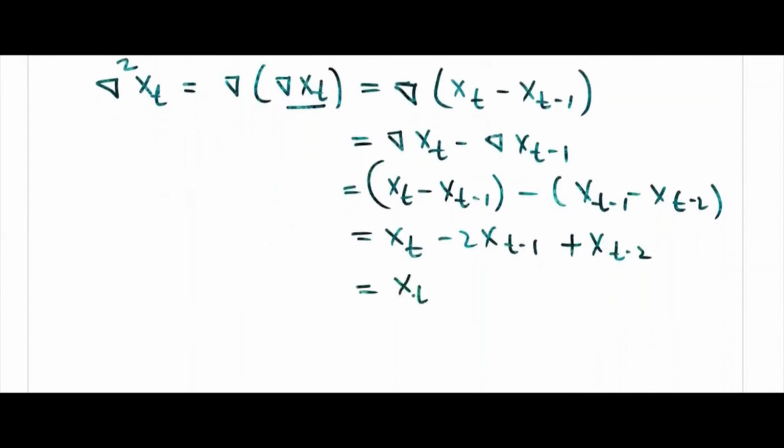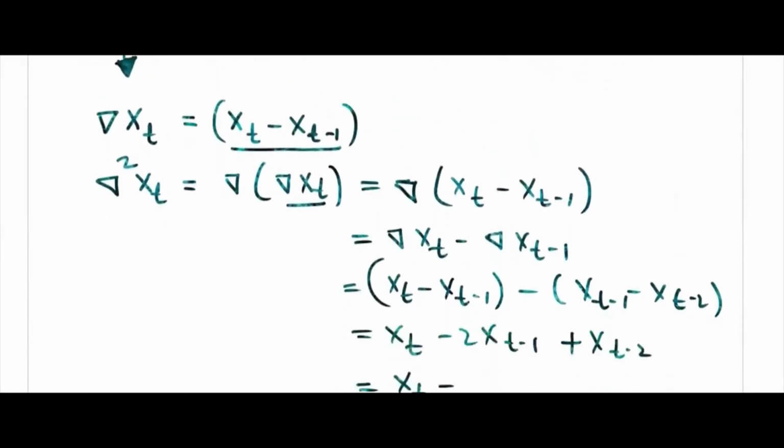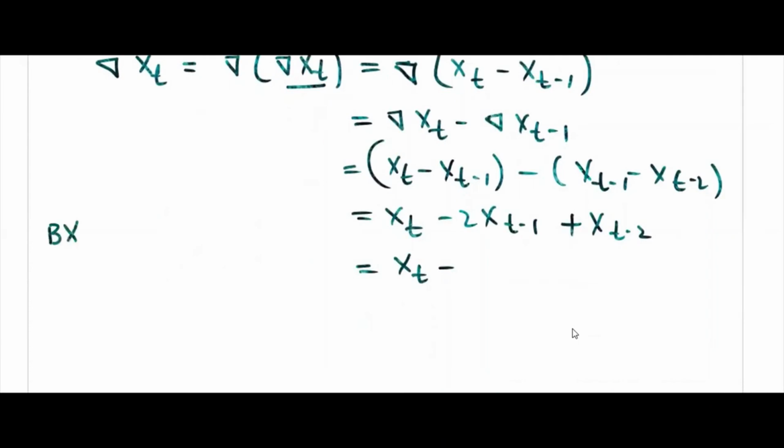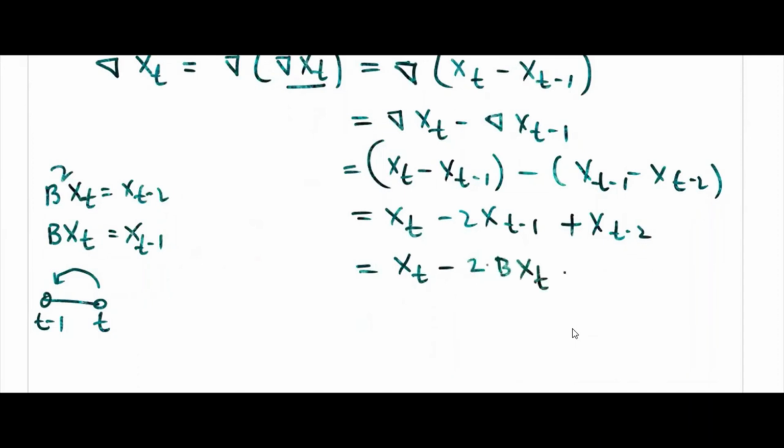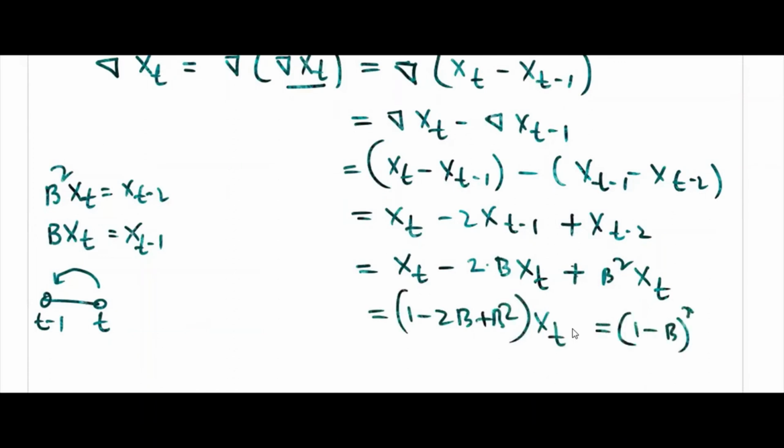so here this is xt. Again we'll introduce the backward operator. Backward means what? B of xt means what? This is a notation. It will push one step back. Okay, time t to t minus 1, from here to here. This is xt minus 1. Okay, so if I write b square xt, it will be xt minus 2, twice to the left. So 2xt minus 1 is here. This is 2bxt plus this will be b square xt, and then it will be 1 minus 2b plus b square xt, and this will be 1 minus b whole square xt.